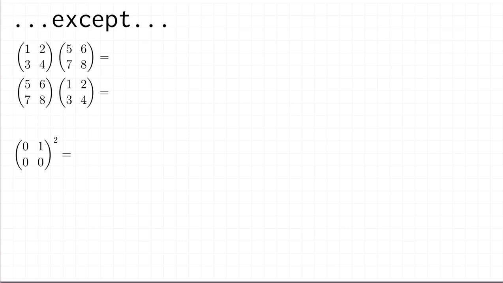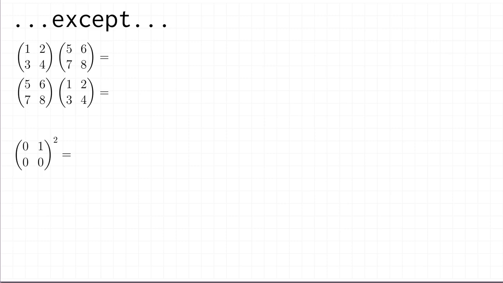In fact, if you try this with square matrices, then if you just choose some examples completely at random, it's extremely likely that they will be a counterexample to matrix multiplication being commutative. So let's just look at the example which I've written here. We've got two 2 by 2 matrices multiplied together in both orders.